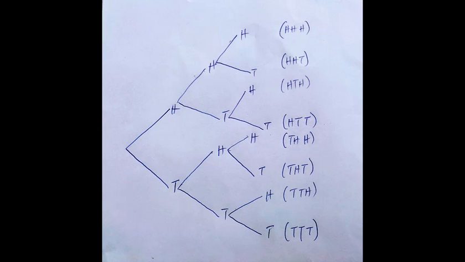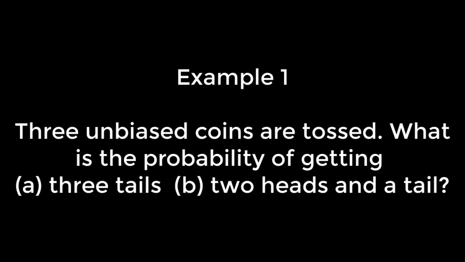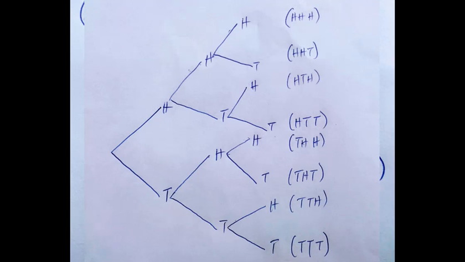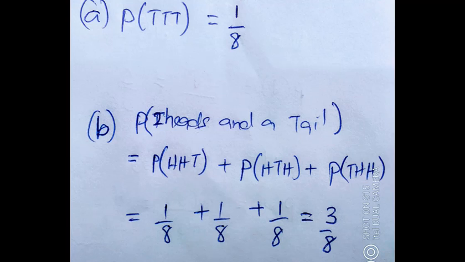Now, to solve the question, question A says we should find the probability of getting 3 tails. From our diagram, we can find 3 tails just once. That becomes 1 over 8. So the probability of the 3 tails becomes 1 over 8.